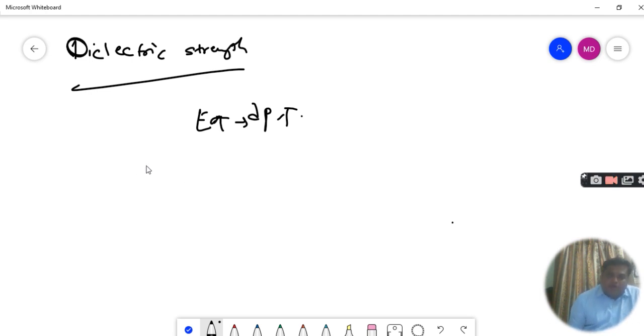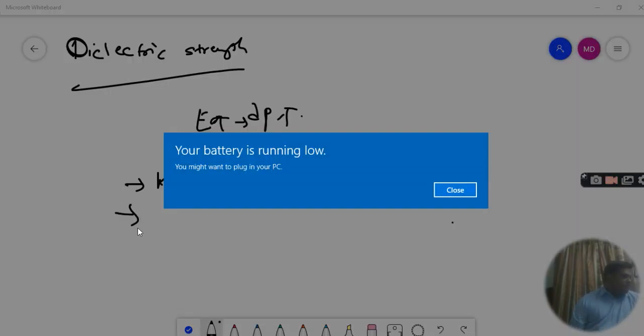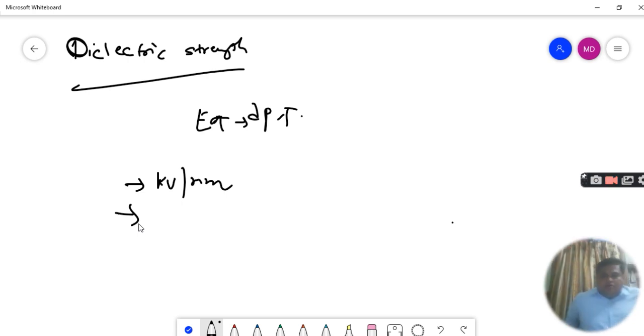So generally, how is dielectric strength measured? The dielectric strength is measured in kilovolts per millimeter. Commercially, we consider the dielectric medium, for example air. Generally, the dielectric strength of air is 30 kilovolts per centimeter.